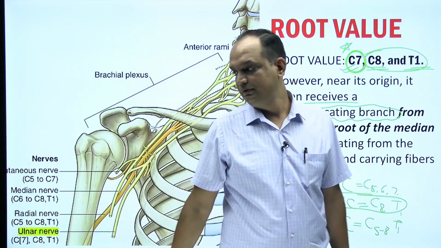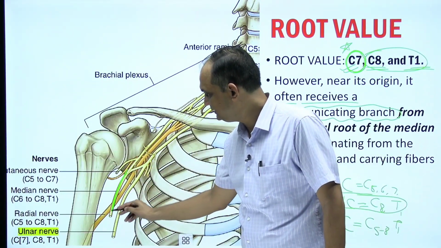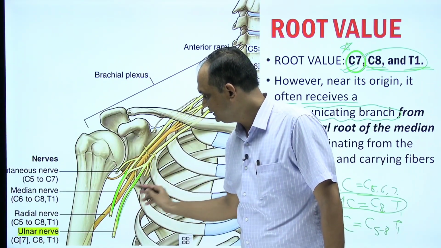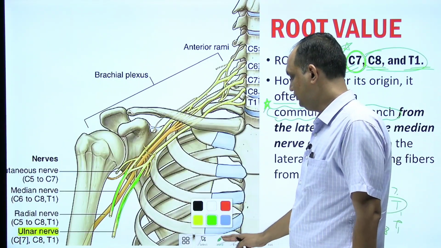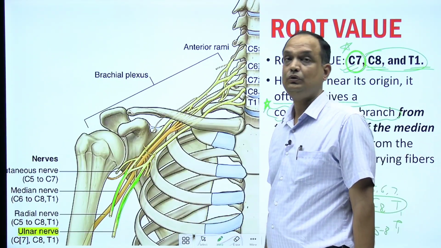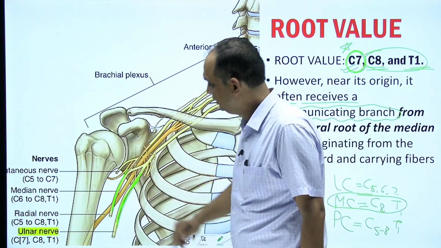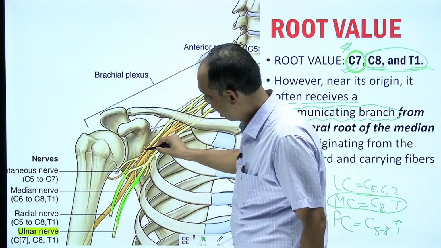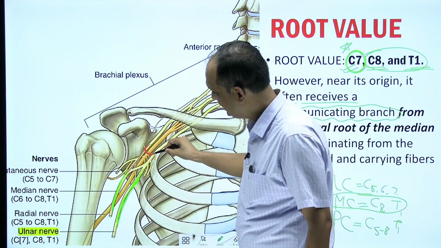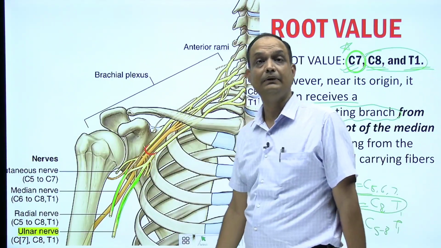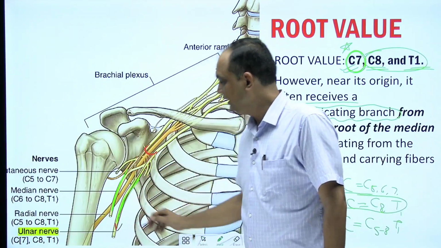In this diagram, this is your median nerve and this is your ulnar nerve. The median nerve has two roots, as you know: the medial root and the lateral root of the median nerve. Here this is the lateral root of the median nerve. From this lateral root, a small communicating branch arises, and this communicating branch carries the fibers of C7. Those fibers later enter the ulnar nerve.